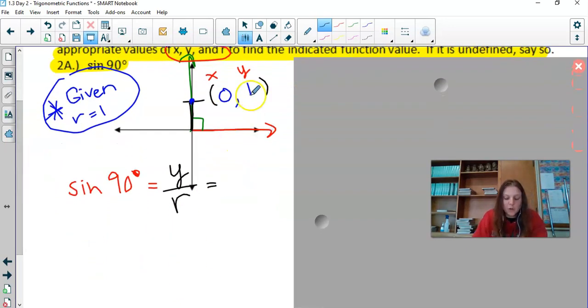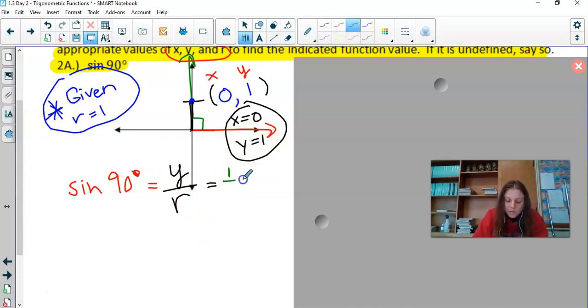Look at your picture. We have x equals 0. It's right here. y equals 1. It's right here. And r equals 1. So if we need y over r, all you have to write is 1 over 1. And 1 divided by 1 is 1. So sine at 90 degrees, or the sine of 90 degrees, equals 1.